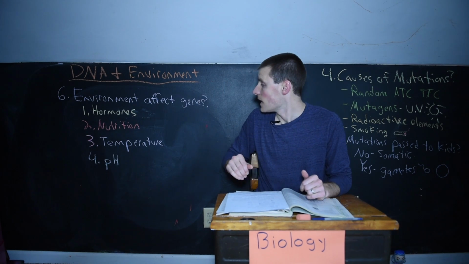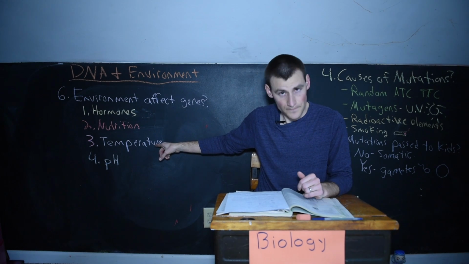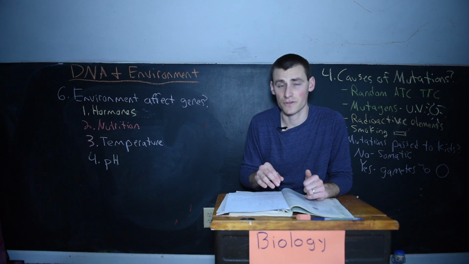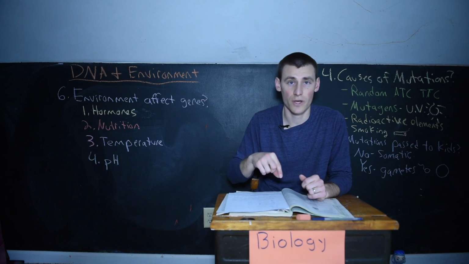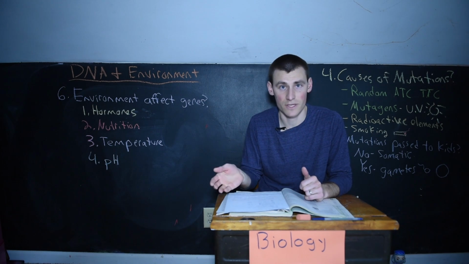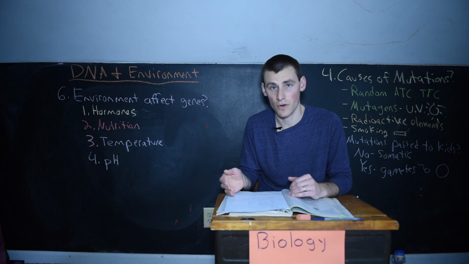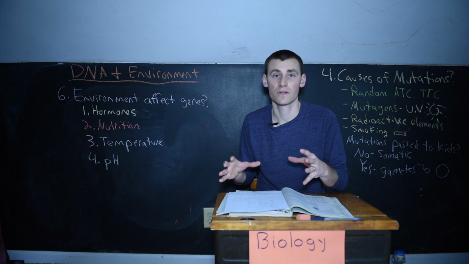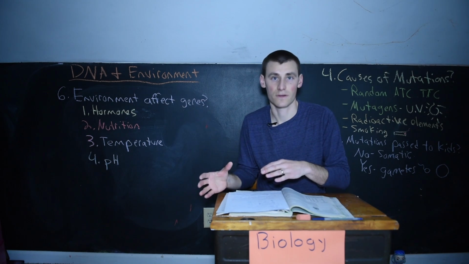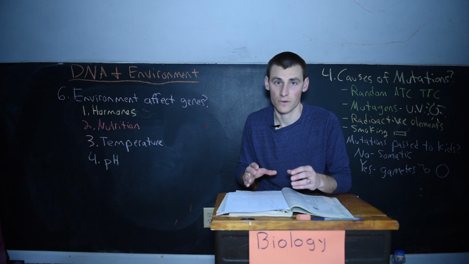Number three, temperature. So temperature can affect certain genes being turned on or off. Think about winter coats and spring coats of different mammals, right? So think about deer, even some dogs, right? They get a winter coat versus their spring coat or summer coat. So that is temperature changing the genes, turning them on or off, okay?